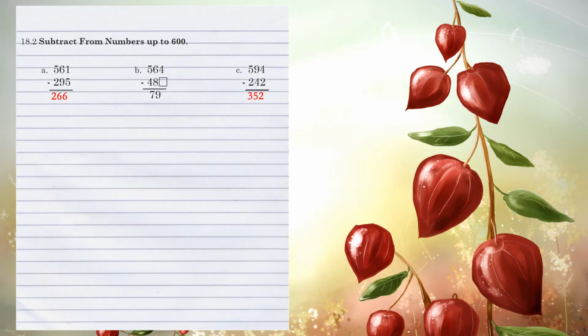Let's look at example B. We have a missing number that we want to fill in. 4 minus blank equals 9. Well, that's not possible with a single digit number. So that lets us know that at some point we had to borrow from the 6 and make it a 5 and make that 4 a 14. Now we know that 14 minus 5 is 9, so 5 is our missing number.